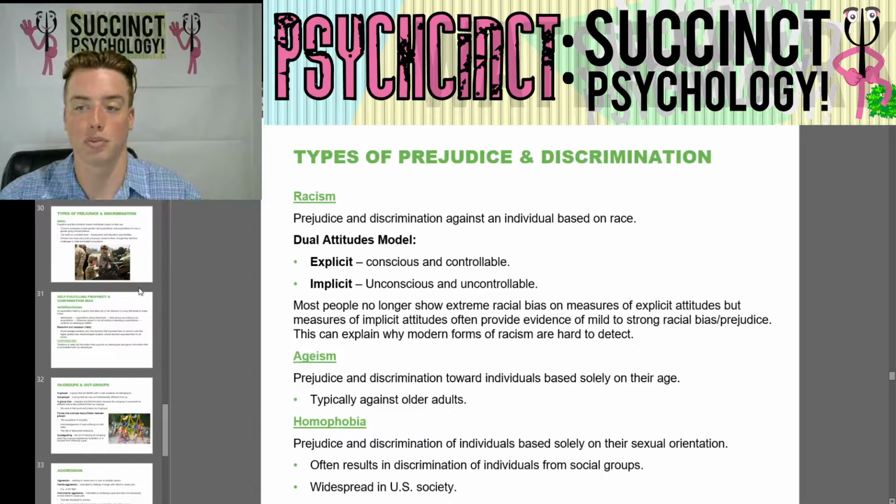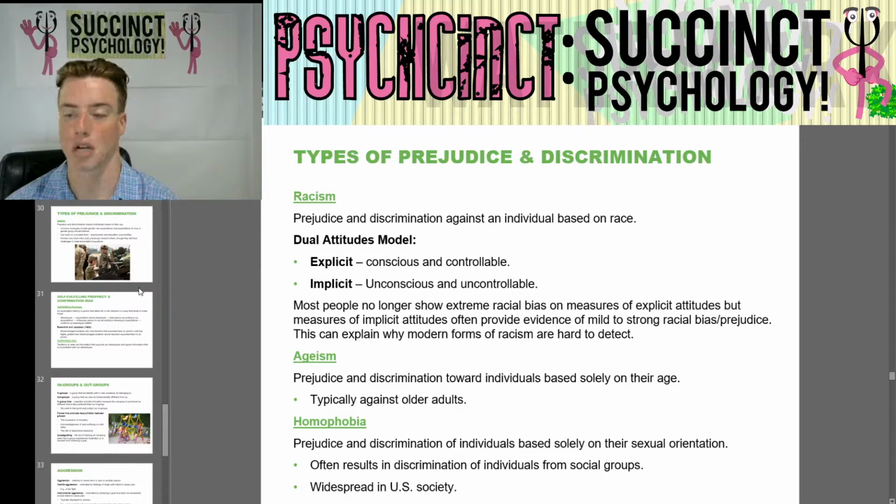There's the dual attitudes model. Explicit means it's conscious and controllable, and implicit means it's unconscious and uncontrollable. Most people no longer show extreme racial bias on measures of explicit attitudes, but measures of implicit attitudes often provide evidence of mild to strong racial bias/prejudice. This can explain why modern forms of racism are hard to detect.